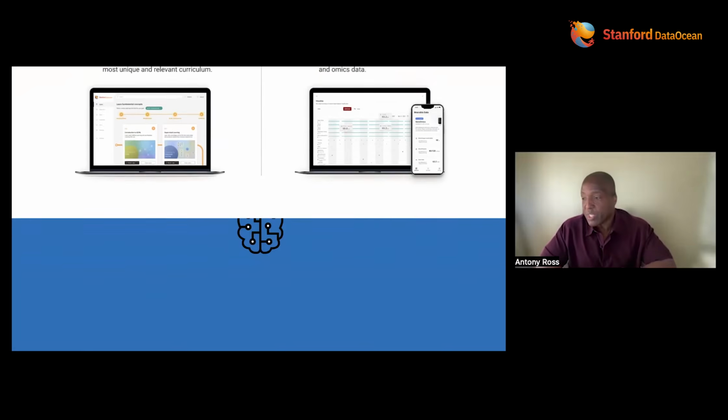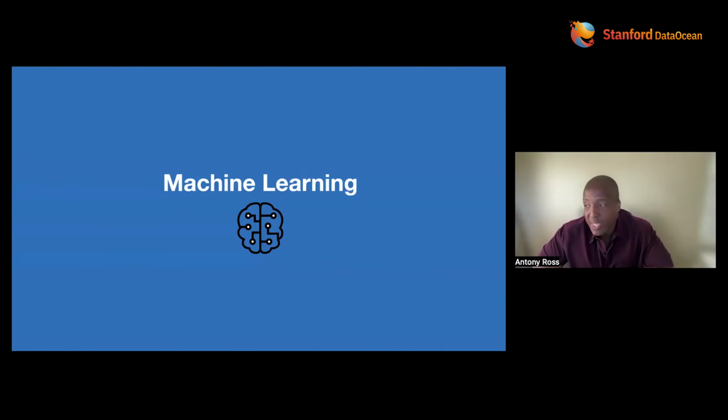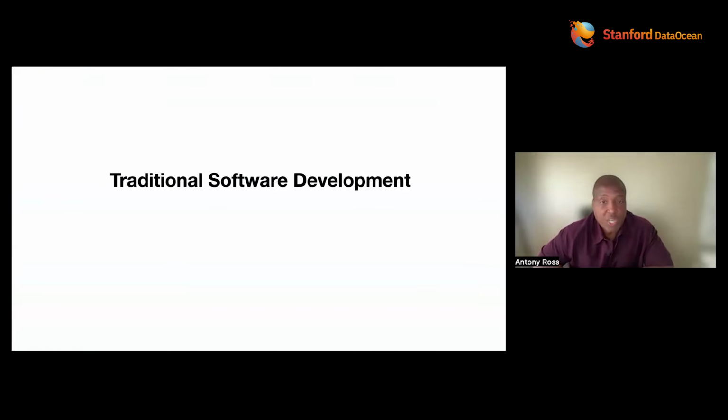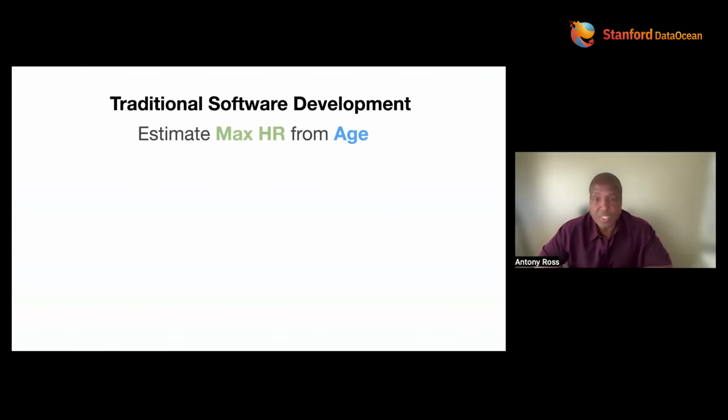So we want to talk about machine learning, you guys. We want to look at what we did before machine learning, and that is traditional software development. Some of you may know that anything we wanted to do, we had to code it. If you want to know a person's max heart rate, you can have a person exercise to exhaustion, or you can have the machine calculate it. And so you'd have to code it.